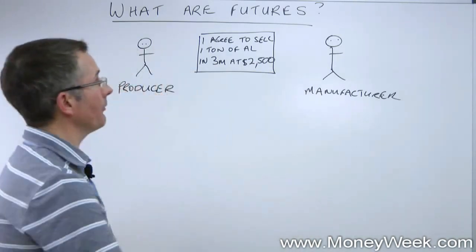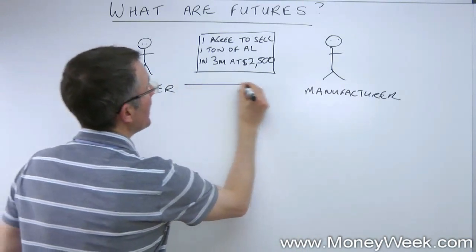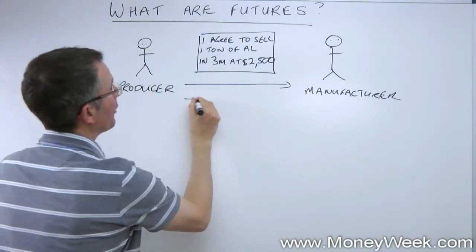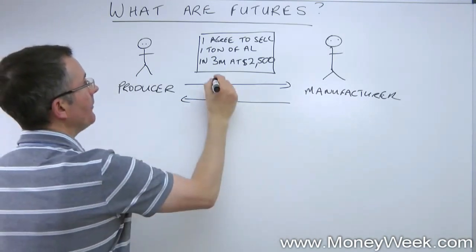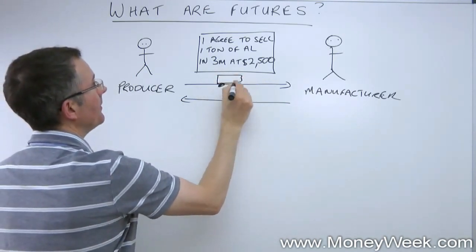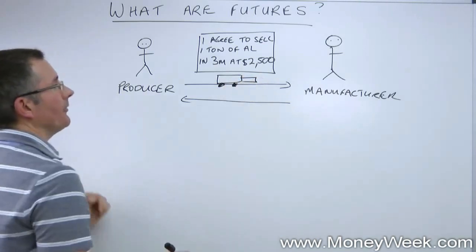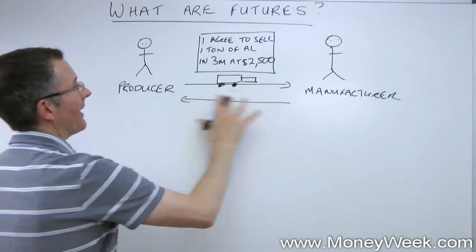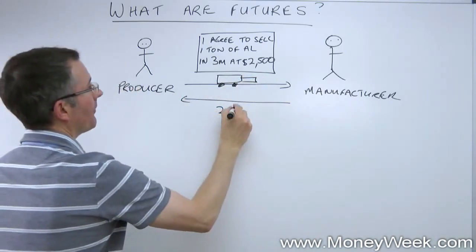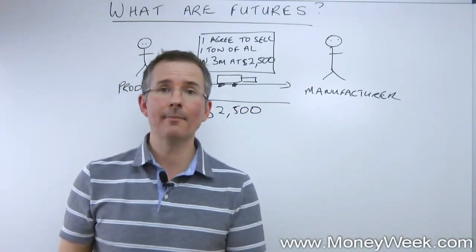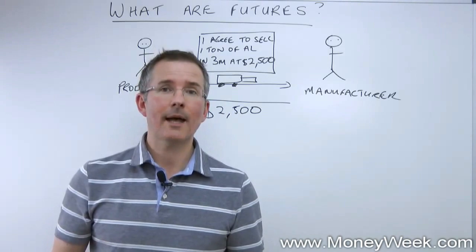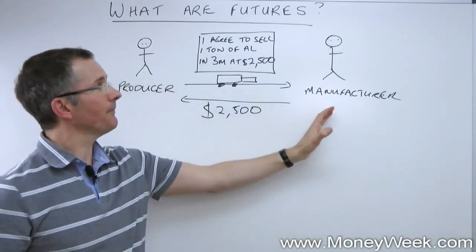So at the end of 3 months, all that happens very simply is this. In order for the contract to be honoured, as you'd expect, the producer sends 1 ton of aluminium. That is a picture of a truck, by the way. 1 ton of aluminium to the manufacturer, and $2,500 goes the other way. End of story. Well, that's a forward contract, and it's useful to both parties.